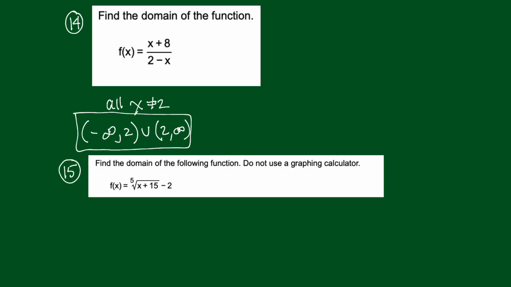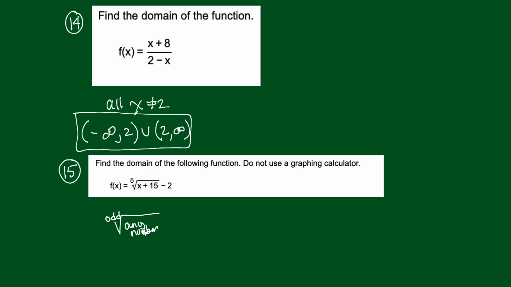Now, number 15, we have the odd root of x plus 15. So we have to know something here. What numbers can we put in for x to make this thing computable? Well, I've got a root. I've got a radical here. Now, when I have a radical and this number up here is odd, like 3, 5, 7, 9, whatever, I can put any number in here at all. Any number at all. So in this case, I can put any number in for x.